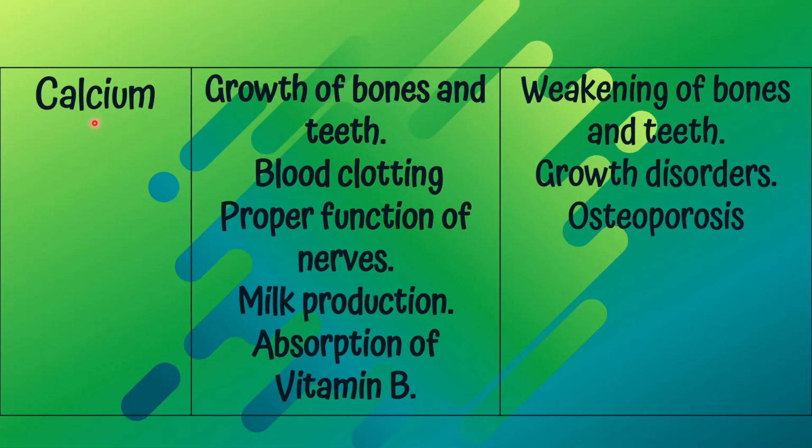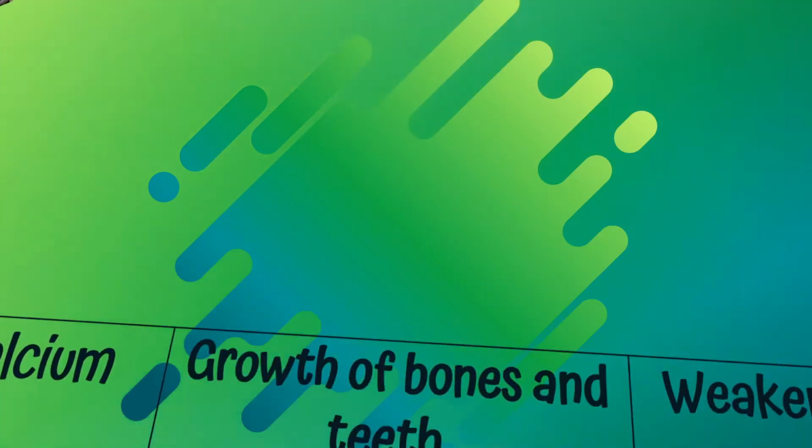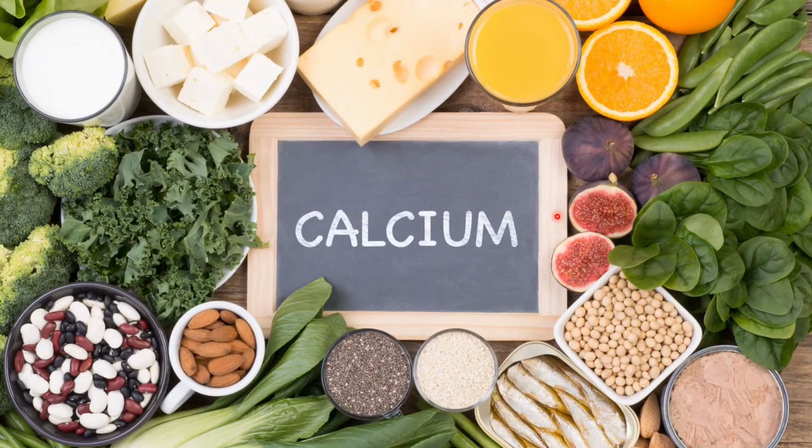The element is calcium and the functions are growth of bones and teeth, blood clotting, proper function of nerves, milk production, and absorption of vitamin B. And the deficiency symptoms are weakening of bones and teeth, growth disorders, and osteoporosis. The disease osteoporosis is a bone disease that occurs when the body loses too much bone. Small fish contain a lot of calcium.